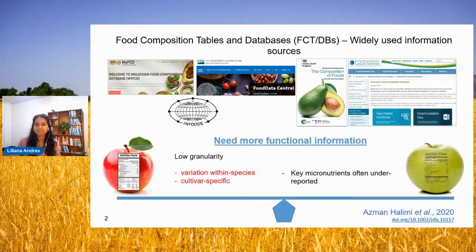So there is the need for more functional information as well, for example, related to variation within a species or cultivar specific. For example, if we want to compare these two varieties of apples to know which one contains more sugar, we may face some issues to compare, reuse, or in general, navigate nutritional information across different FCDBs.